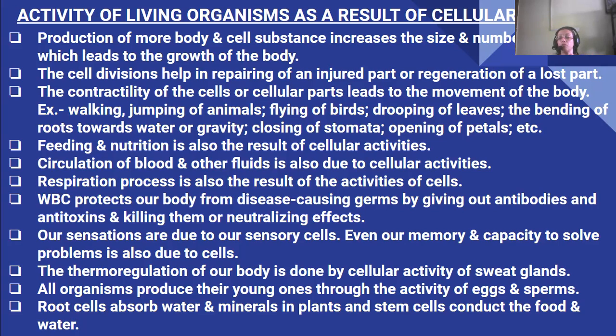Then WBC, white blood cells, can protect our body from disease-causing germs by giving out certain antibodies and antitoxins which can kill the germs and neutralize their effects. So these are all due to the activities of cells, like WBC here. Then our sensations are due to the sensory cells. We can feel hot and cold, we can hear. These are all sensory things, also due to the activity of the sensory cells. Then our memory, the capacity to solve problems, and to retain and recapitulate our knowledge are also due to the activity of the cells.